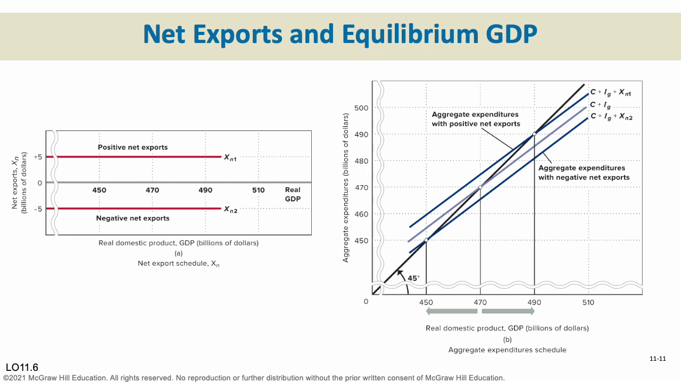If we have negative trade, that 5 billion in loss is going to actually decrease GDP by 20 billion due to your multiplier. So your equilibrium is going from 470 to 450. That's a change of 20, or 5 times the multiplier of 4. If trade is positive, it's going to go from 470 to 490, or a change of 20 billion as well. So if you do have a multiplier, you would multiply the change in exports by the multiplier, and that would be its effect on GDP.